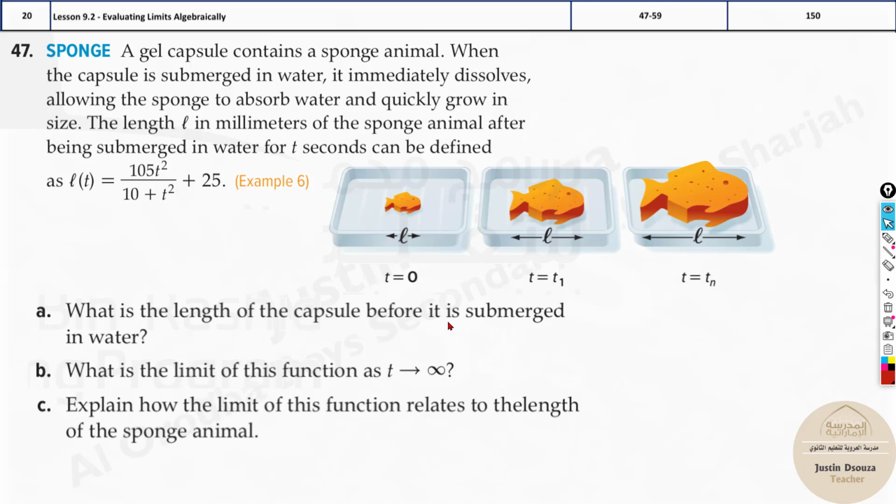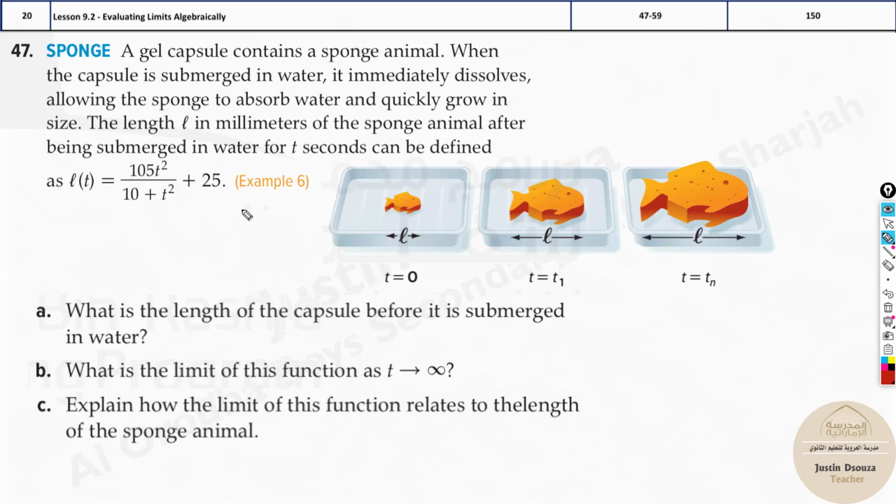What is the length of the capsule before it is submerged in water? So the length over here before submerging in water means what? The time is 0, right? So substitute everywhere over here time 0 and solve. You don't even need to use a calculator.